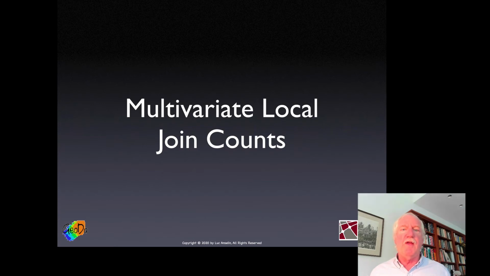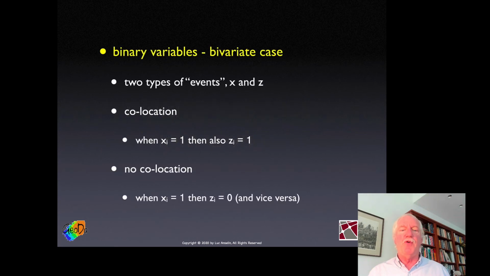Okay, just like we generalized the local Geary to a multivariate setting, we can generalize the local joint counts to a multivariate setting. But there's an important distinction. So we have two types. Let's just take the bivariate case first. We have two types of events, event X and event Z. And so you have to think about what these events could be and whether they could coexist at the same location.